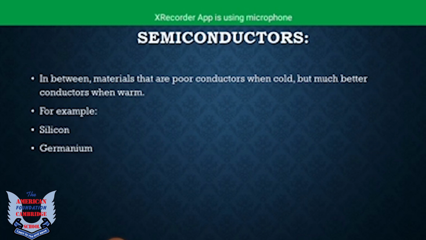Semiconductors are in between the conductors and the insulators. They are poor conductors when cold, but much better conductors when they warm. So we can conclude that the conduction power of semiconductors depends on the temperature of the material as well. Some of the best examples are silicon and germanium.